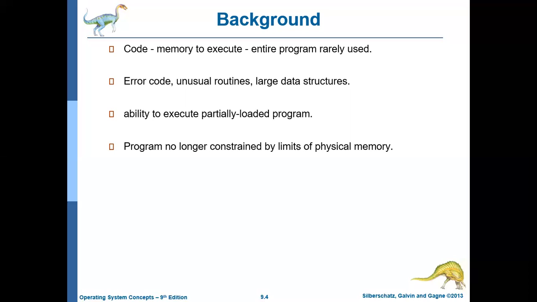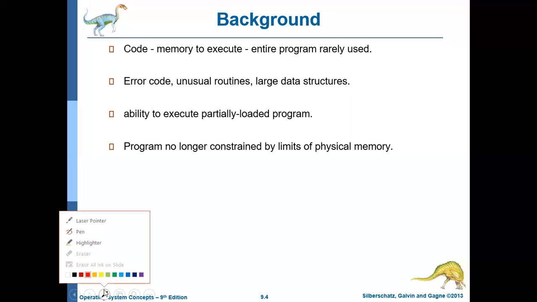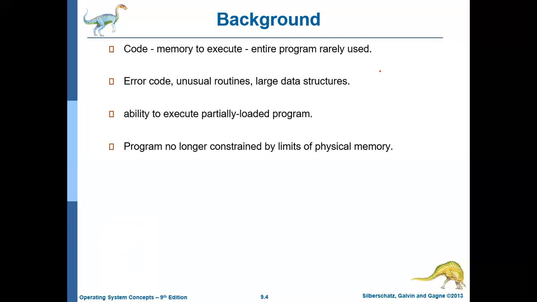Assume the memory capacity is 4 GB, and we have a process that is 2 GB. Say you have another process that is also 2 GB. Say you have three processes of 2 GB. So totally, all the process sizes put together are 6 GB, but the main memory capacity is only 4 GB. In that case, what happens? You can bring only 2 processes to the main memory.